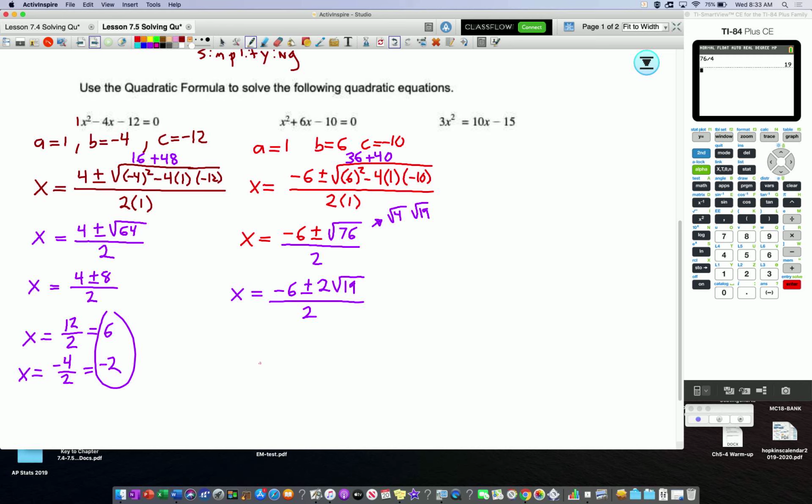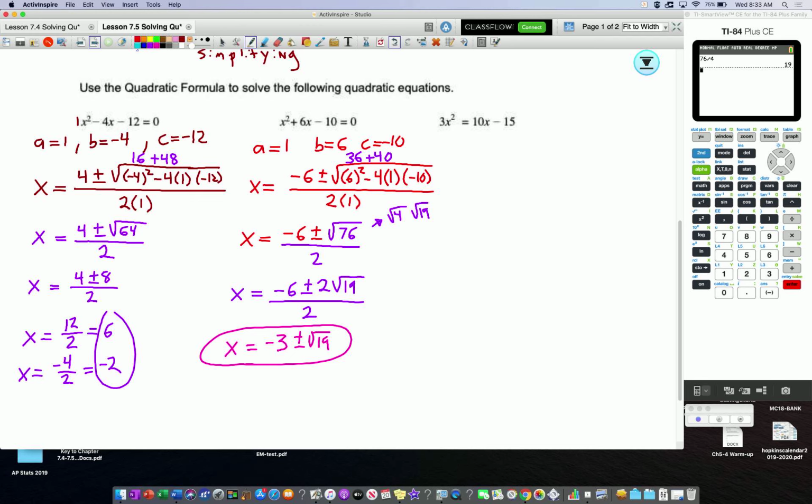Because now if I divide everything by 2, 2 goes into negative 6 negative 3 times. 2 goes into 2, crosses out, plus or minus the square root of 19. Now the fraction is gone, and I get that answer with the square root in it, like I did when completing the square.